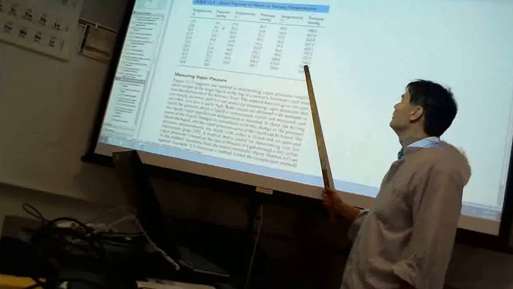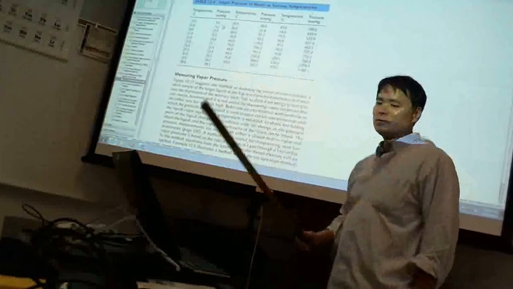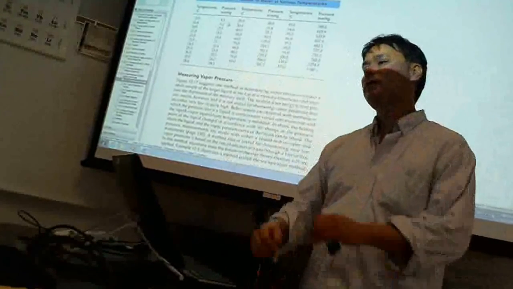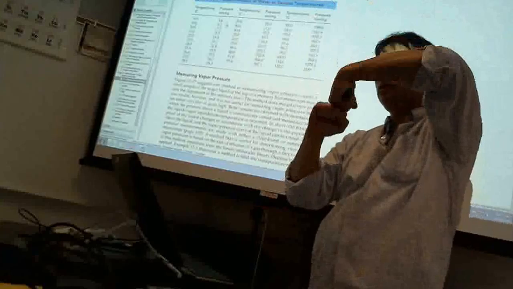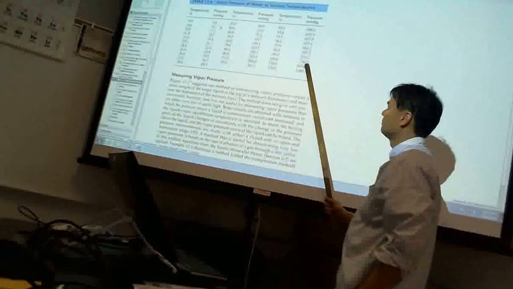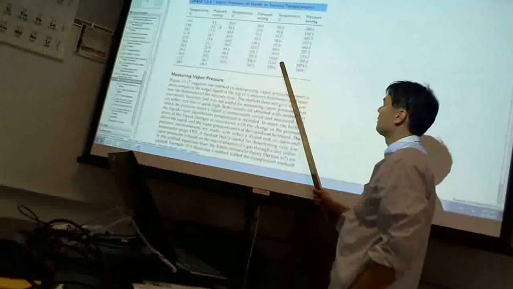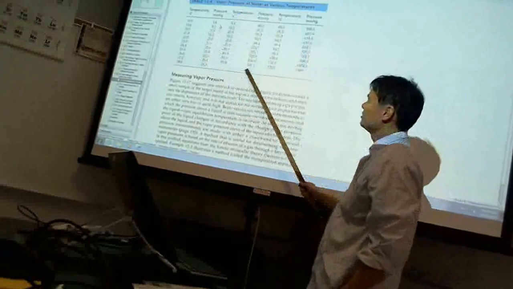760 millimeters of mercury. So at 100 degrees C, that's what we call the normal boiling point of water, because at 100 degrees C, the vapor pressure is equal to the normal atmospheric pressure. And so we should have spontaneous vaporization, or boiling. Anyway, this is the data showing the vapor pressure.